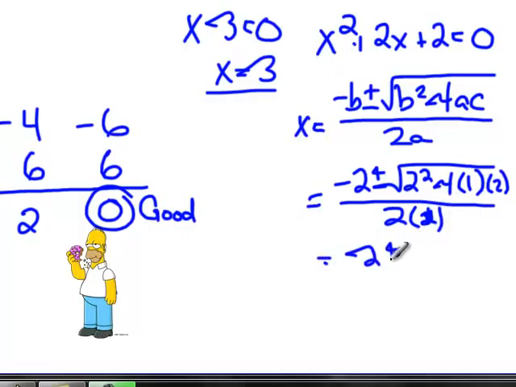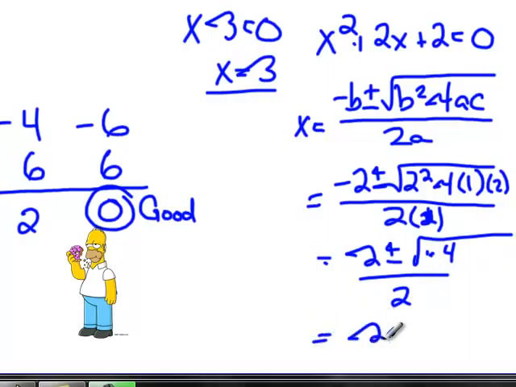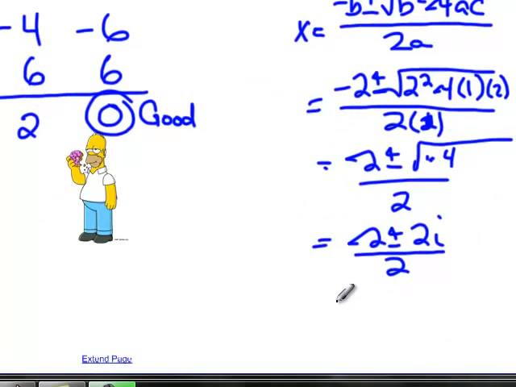-2 plus or minus the square root of 4 minus 8, that's -4, all over 2. Then we got -2 plus or minus the square root of -4, which is 2i, all over 2. And the last thing we want to do is put this in a plus bi form, which is going to be -1 plus or minus i.